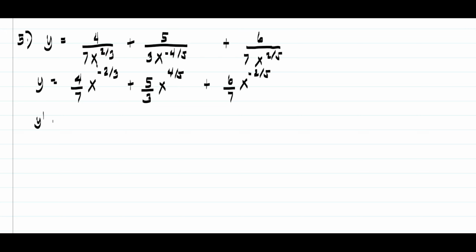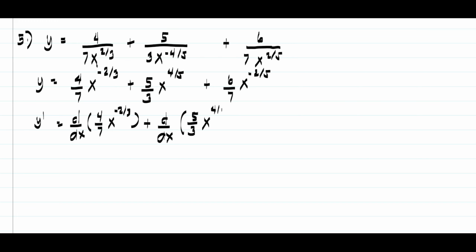Let us have y prime equals the derivative of 4 over 7 x raised to negative 2/3 plus the derivative of 5 over 3 x raised to 4 over 5 plus the derivative of 6 over 7 x raised to negative 2 over 5. So let us simplify this one.